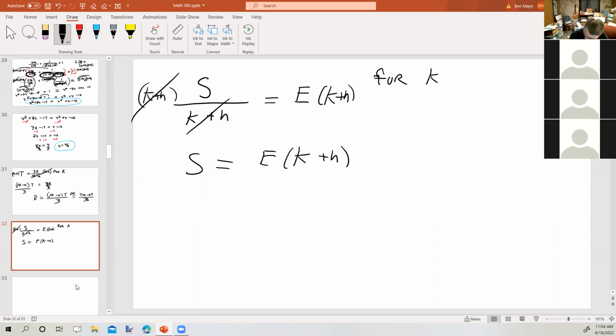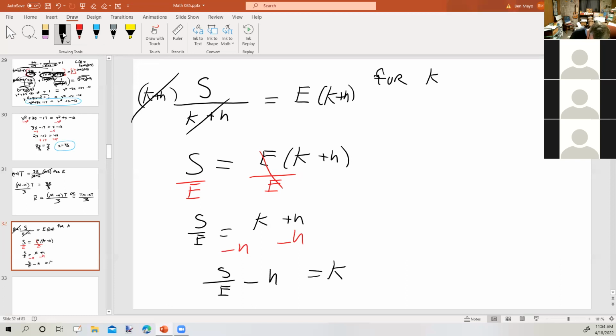I say we divide by E. Okay, all right, let's divide both sides. You want to do both? Yeah, sure. And no extra charge to you. So I get S over E equals K plus H. So now I'm going to subtract H from both sides. I'll be careful. So I've got S over E minus H equals K. This minus H is not over E. It's just by itself. Okay, so that's one correct answer.